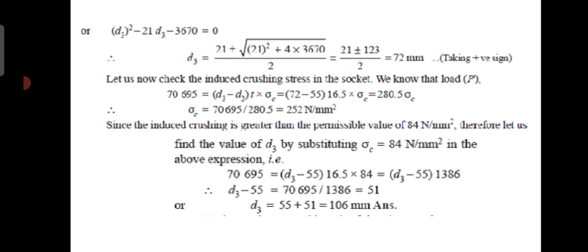Since the induced crushing stress is greater than the permissible value of 84 Newton per millimeter square, let us find the value of D3 by substituting sigma C equal to 84 Newton per millimeter square in the above expression. So P equal to 70.695 into 10 to the power 3, D2 equal to 55, thickness 16.5, sigma C equal to 84. After substituting all values in this equation we can get D3 equal to 106 millimeter.